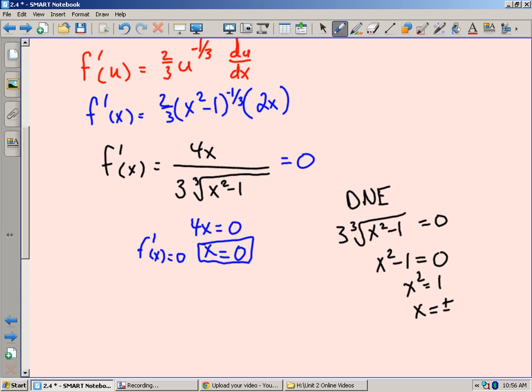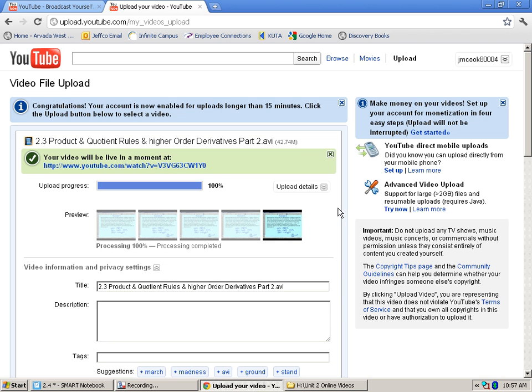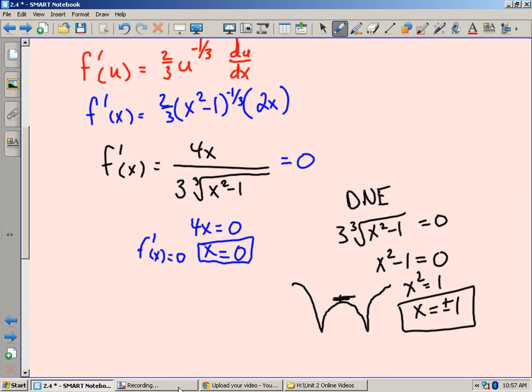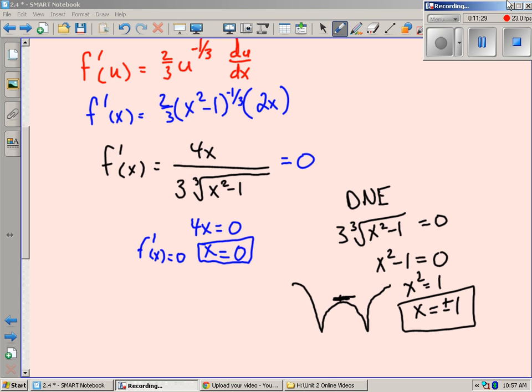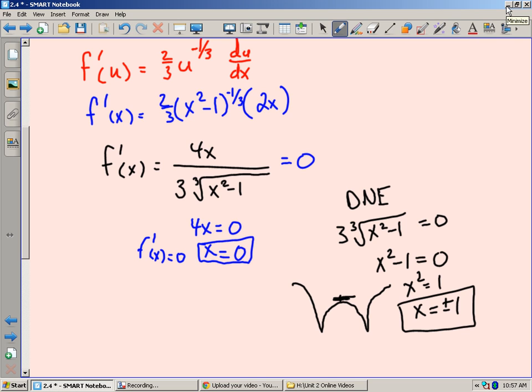So when you look at the graph, it does something like this. It comes in, has a sharp point at -1, flattens out, and has a sharp point at +1. Right here is where I have my horizontal tangent at 0, and these two are positive and negative 1. So some of the things we're going to be dealing with are finding horizontal tangents and finding out where the derivative doesn't exist.